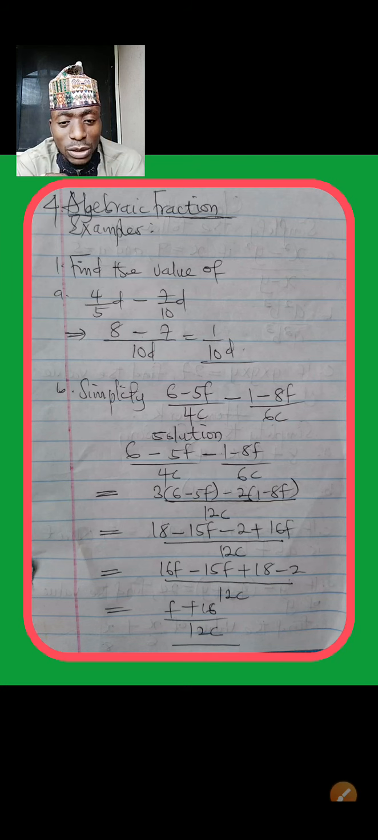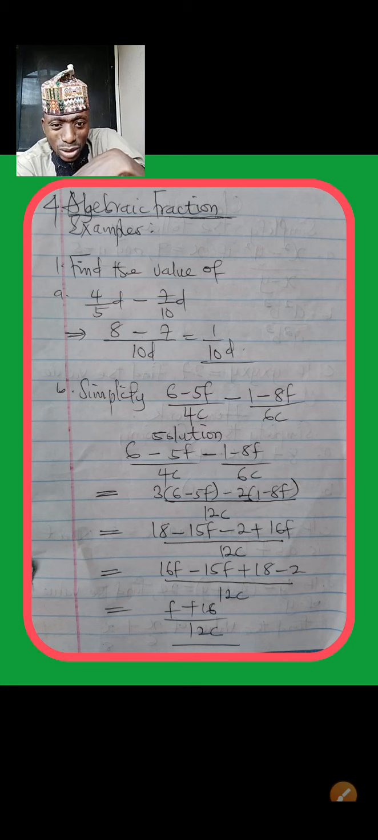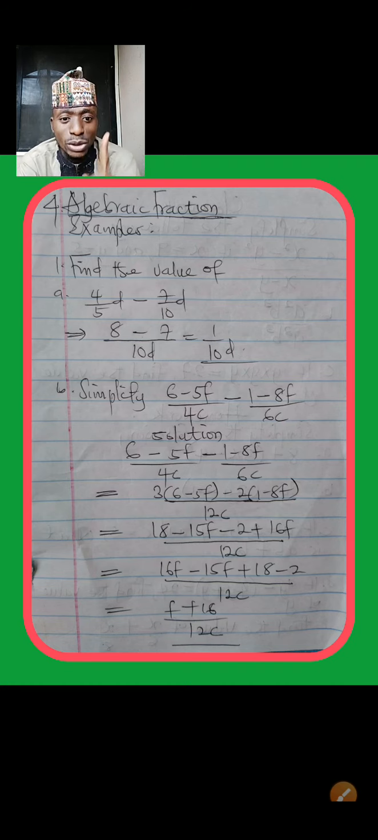By so doing, you just do the normal thing. 3 times 6 is 18, 3 times 5f is 15f. Then the other part: minus 2 times 1 is minus 2. Minus times minus, which is at the front of 8f, will be plus. So don't say that because there is minus in the middle, you put minus there. You have to multiply what is outside by what is inside, even the signs. That's why that place is plus 16f, because minus 2 times minus 8f will be plus 16f, because 2 times 8 is 16.